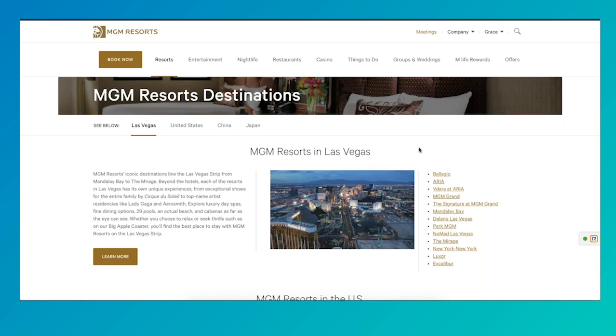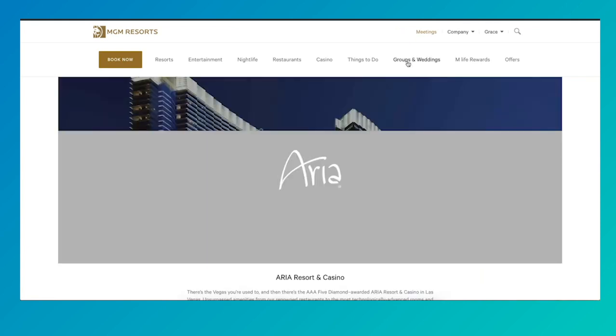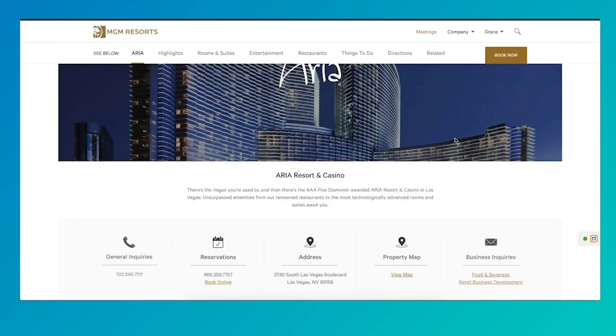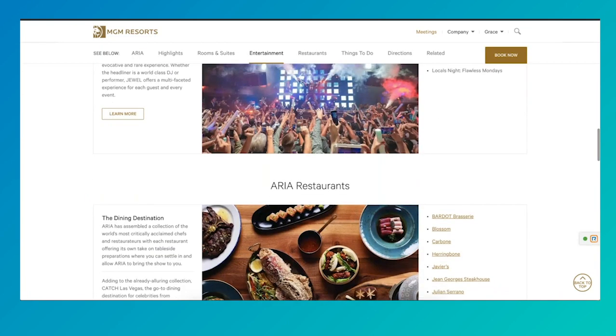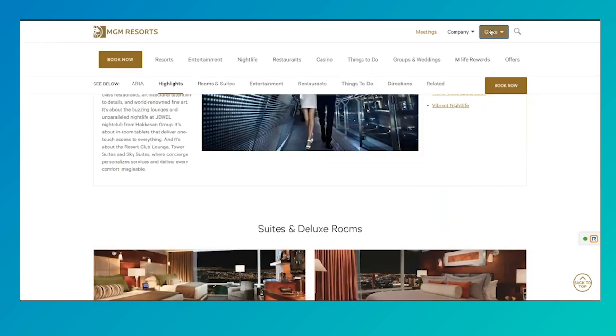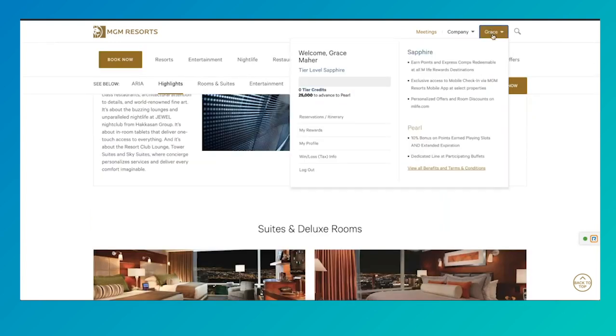Now, obviously, MGM has a whole host of different resorts, and by utilizing Okta with their MLife program, I can go through any of these resorts, such as the Aria's website, and you're going to see that I'm actually going to stay signed in. My Wi-Fi is being really slow right now. It's always the way. So now you can see that I can just be on the Aria's website. I can view all the suites, I can look at the restaurants, and I'm still signed in to my MLife account. No credits though, no points.